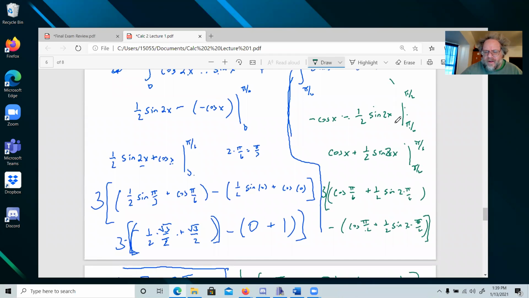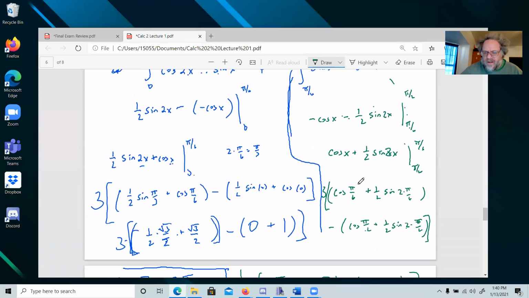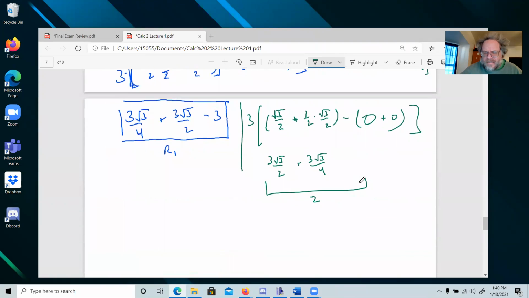Dang it. Where did the sign go? Derivative of sine is cosine, derivative of cosine is negative sine, so we're good there. All right. Double check me on my signs here.